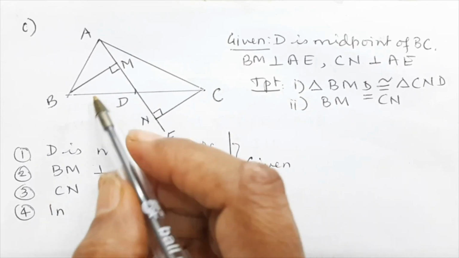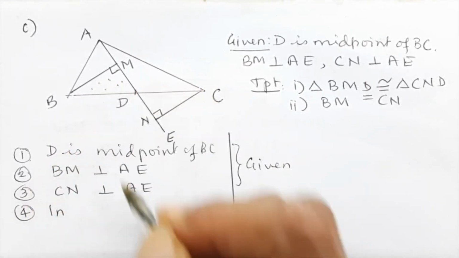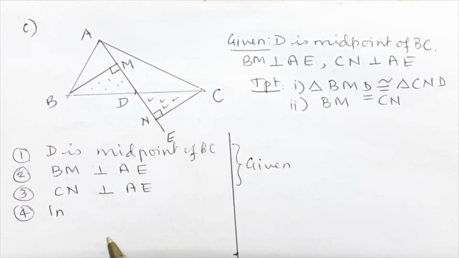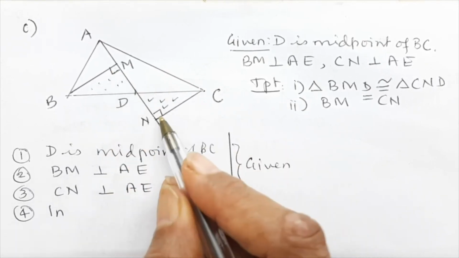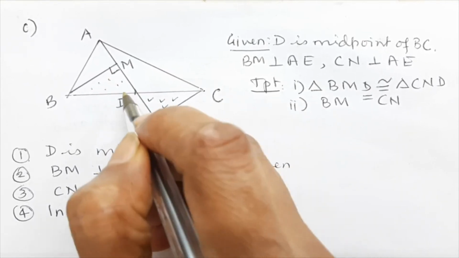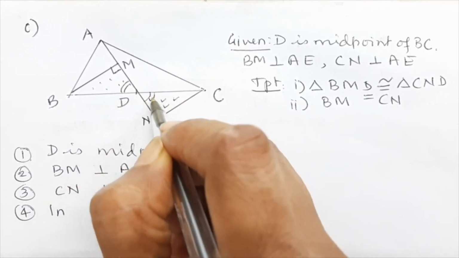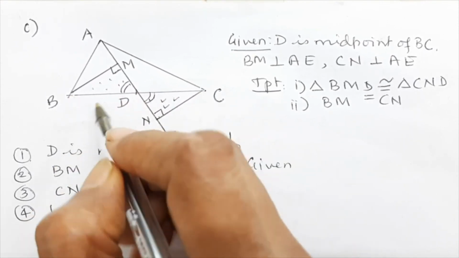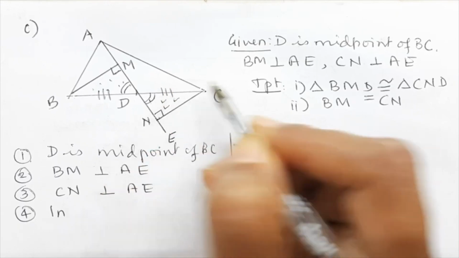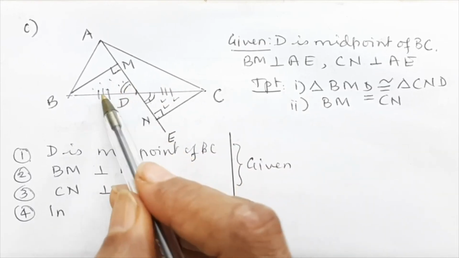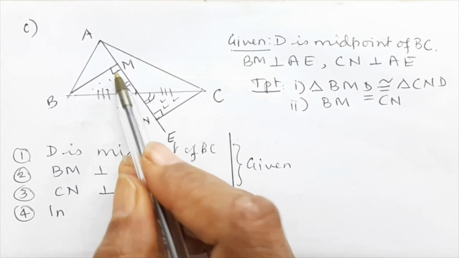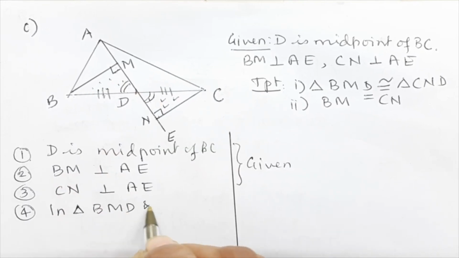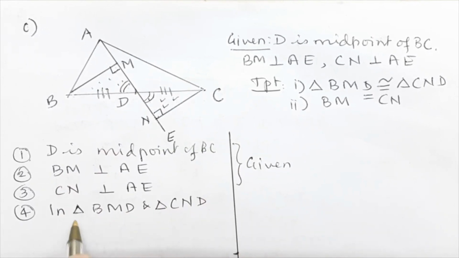Statement number 4, we take BMD triangle, which I will show with the dot, and CND triangle, which will be shown with the tick mark here, and you will see that this is 90 and this is 90 in these two triangles, and then we will have these two angles which are vertically opposite, and D is the midpoint of BC, so this is equal to this. So it is your AAS, or you can write it as SAA. So let us write in triangle BMD and triangle CND.